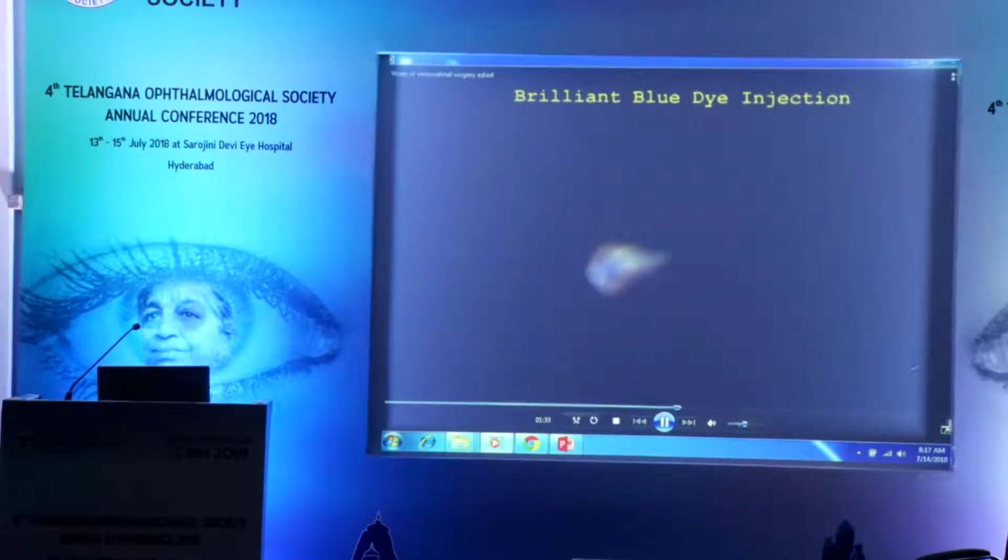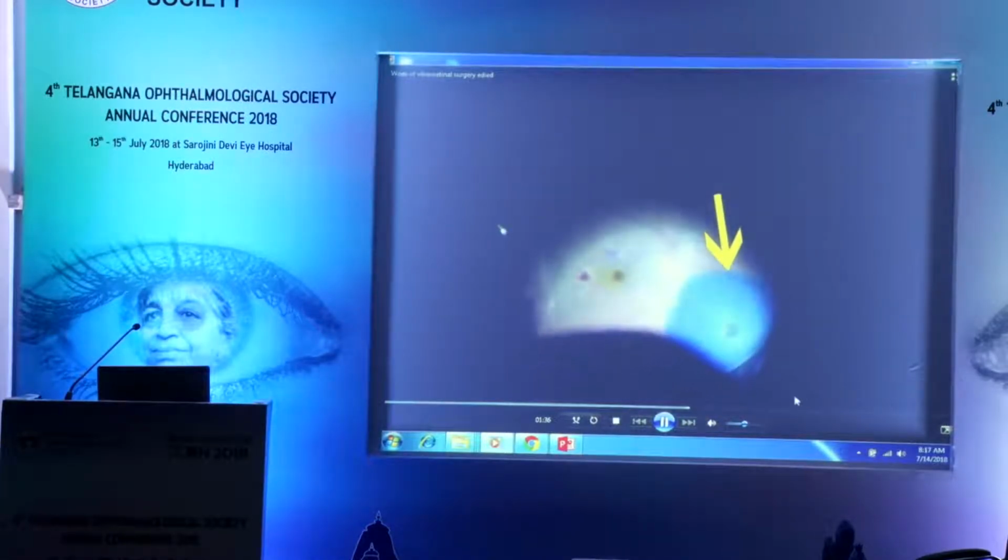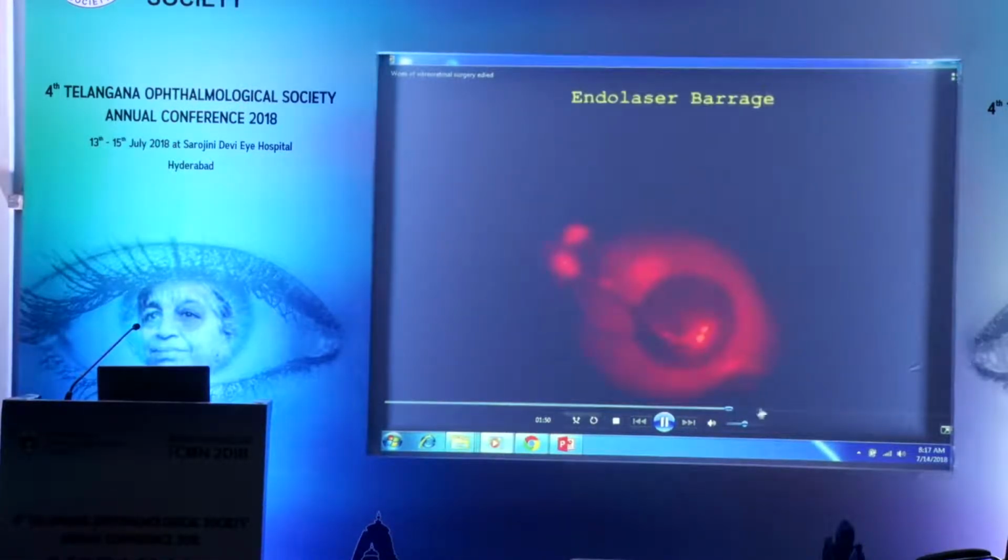Brilliant blue dye was injected, and here the subretinal dye was noted inferior to the break.